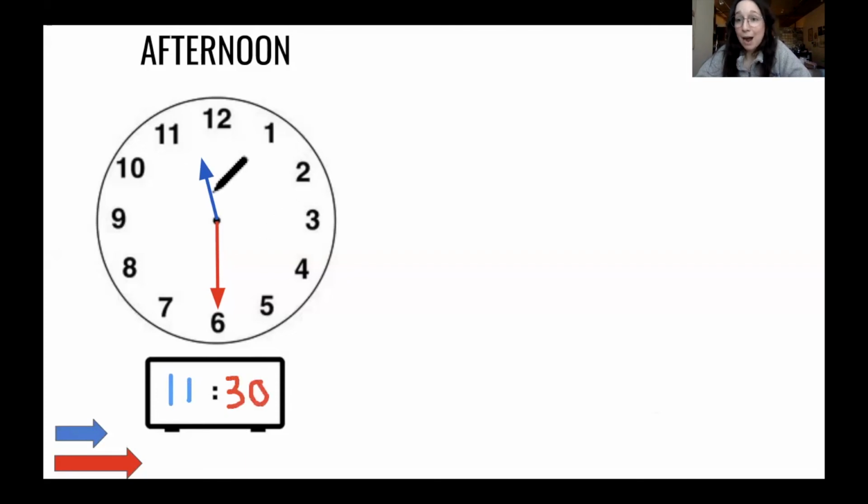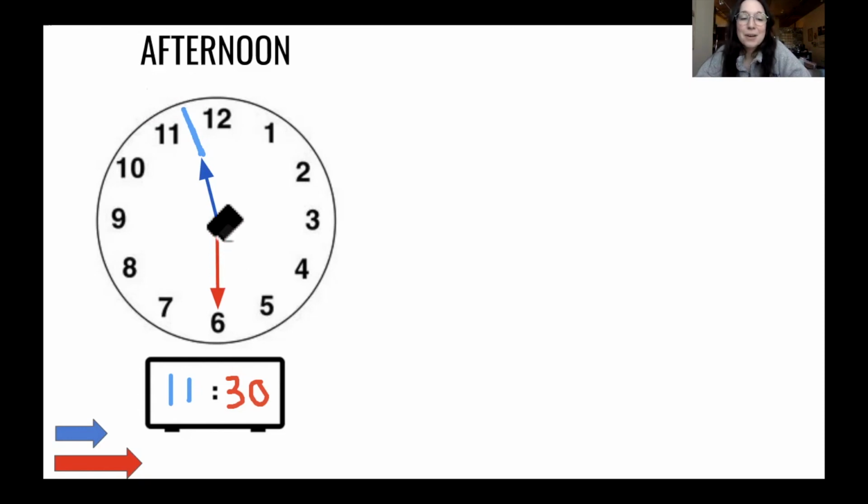When I look at my hour hand, remember, my hour hand is going to move clockwise or from left to right around the clock like this. Now, I see that my hour hand is pointing right here. It is halfway past the 11. It's half past 11. That's how I know that I write 11 first, because remember, I always start with my hour. It's half past 11.